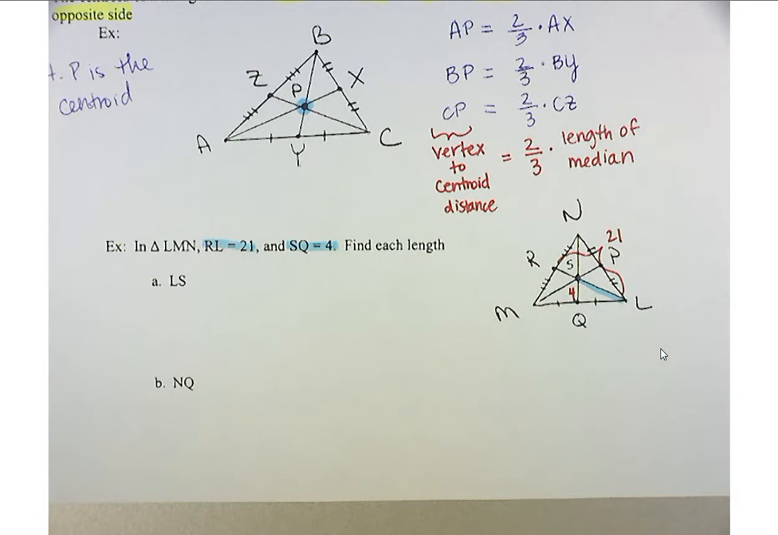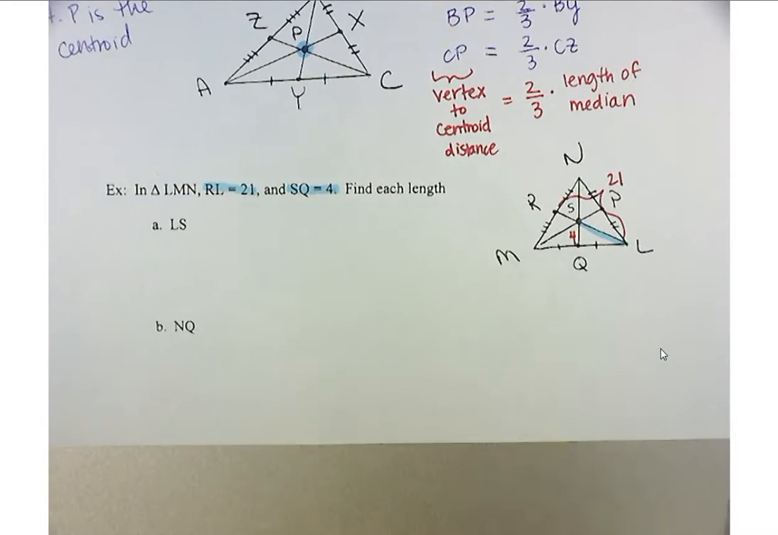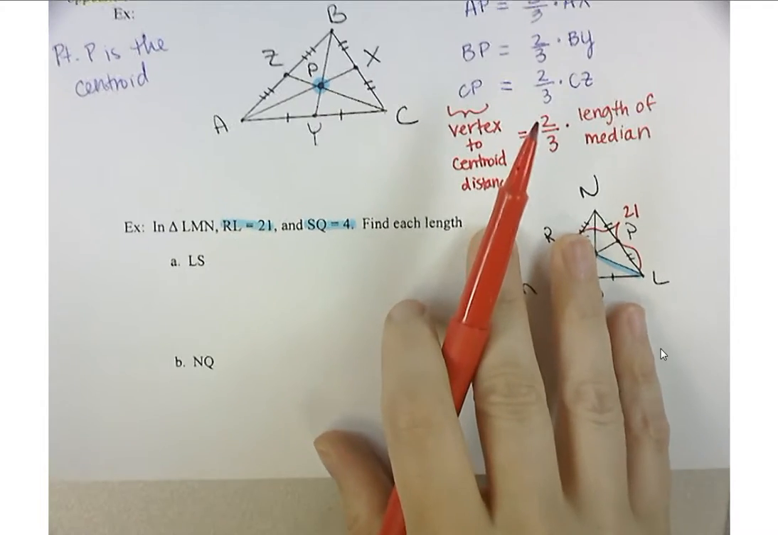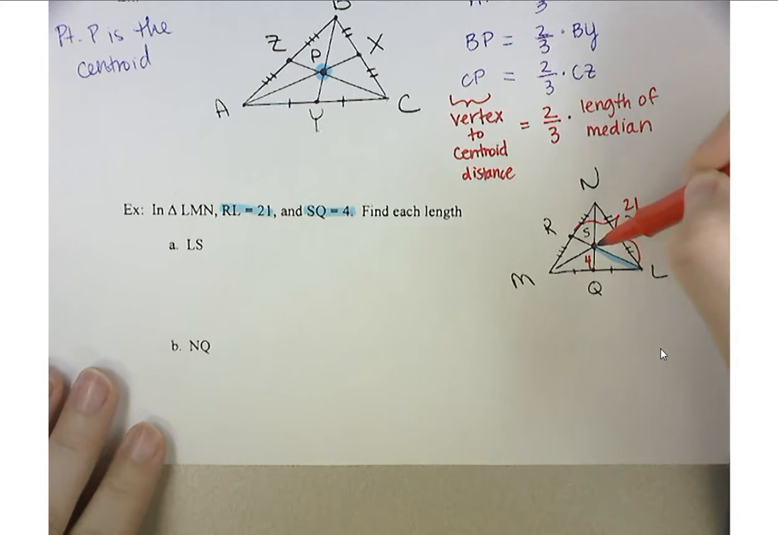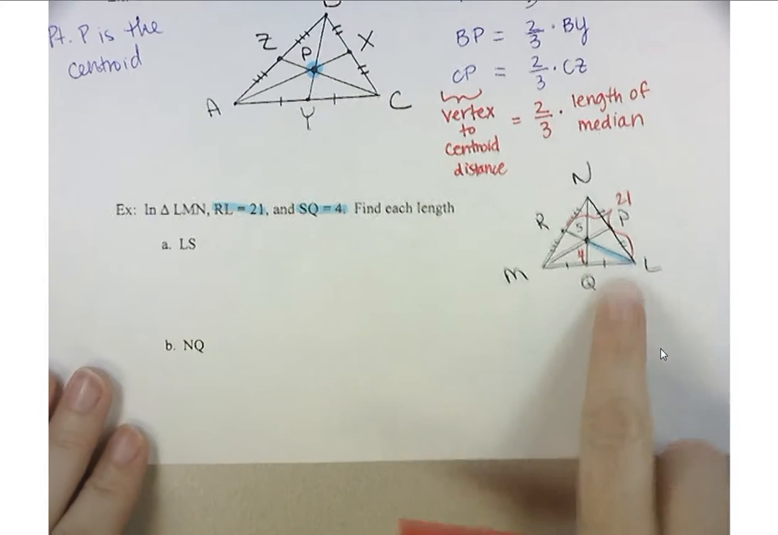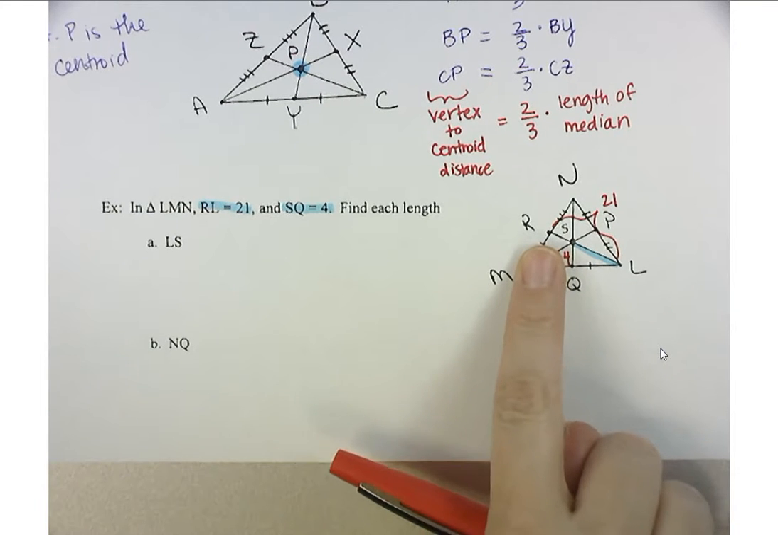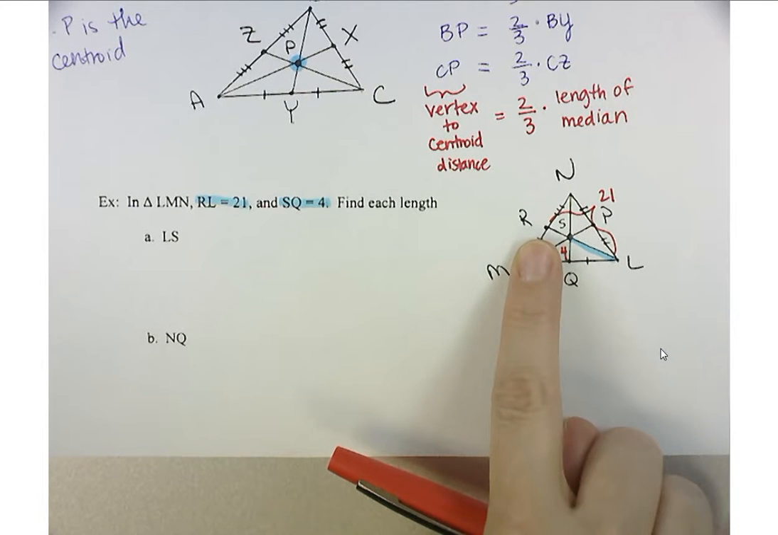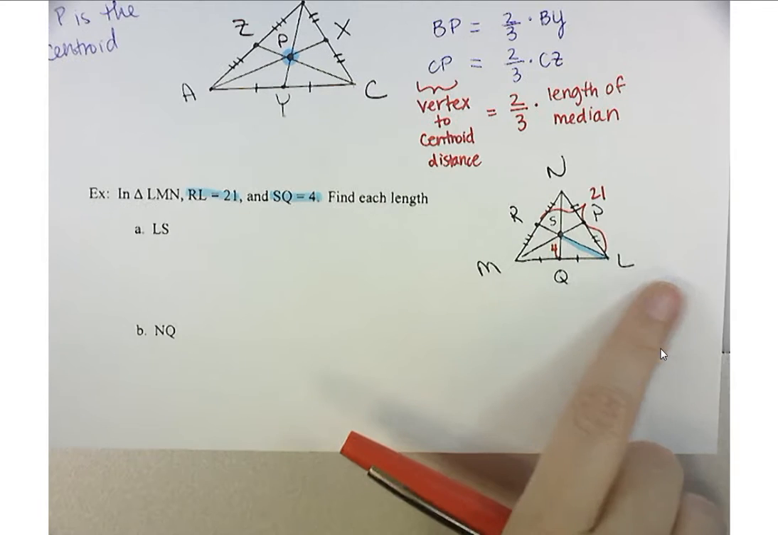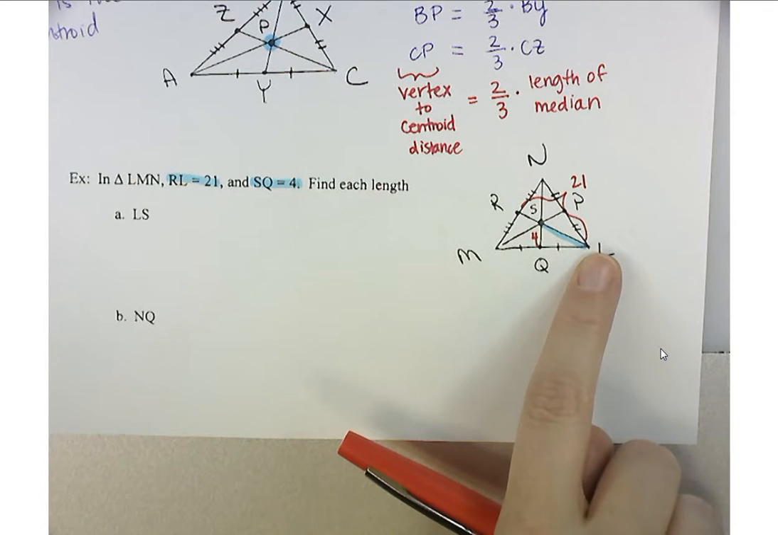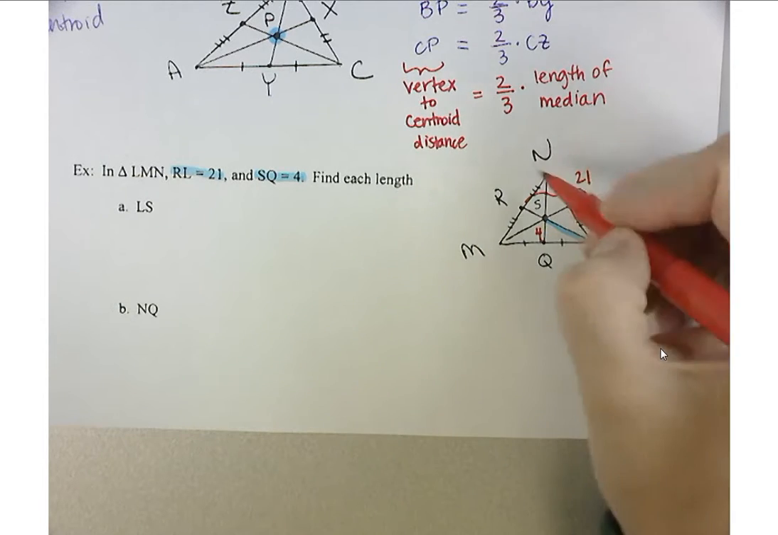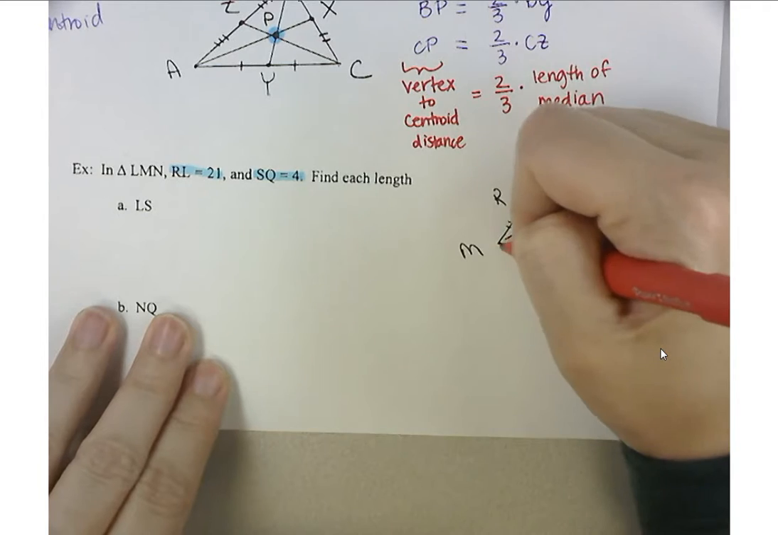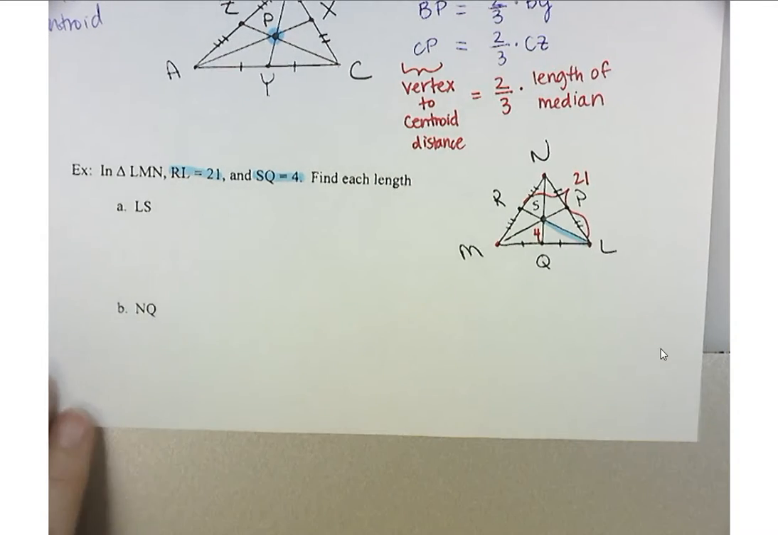Right, so the first thing I would do is I would try to set up an equation. Okay, so we know from the vertex to the centroid, that's going to equal 2/3 times the length of the median. So L to S, L is my vertex. How do I know L's a vertex and not R? Who can tell me that? Yeah, Brandon. Okay, so L is part of the triangle, right? Is R part of one of the vertices of the triangle? No. So the vertices of the triangle are N, M, and L. Those are what we would call our vertices.